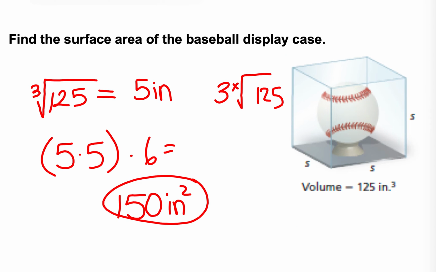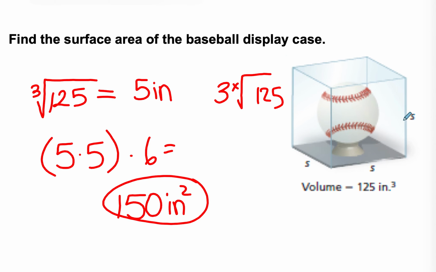All right, let's take a look at our story problem here. Find the surface area of the baseball display case. And we know it is a cube because the picture shows us all the sides are the same length. And we know the volume is 125 cubic inches. So the first thing I need to do is figure out how long the side length is. And to do that, I have to do the cube root. So the cube root of 125 is 5 inches. That means each of these sides is 5.